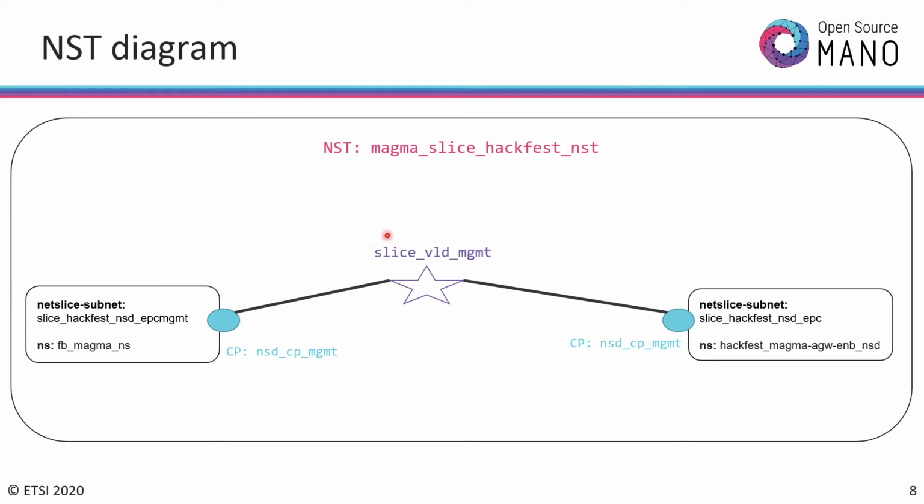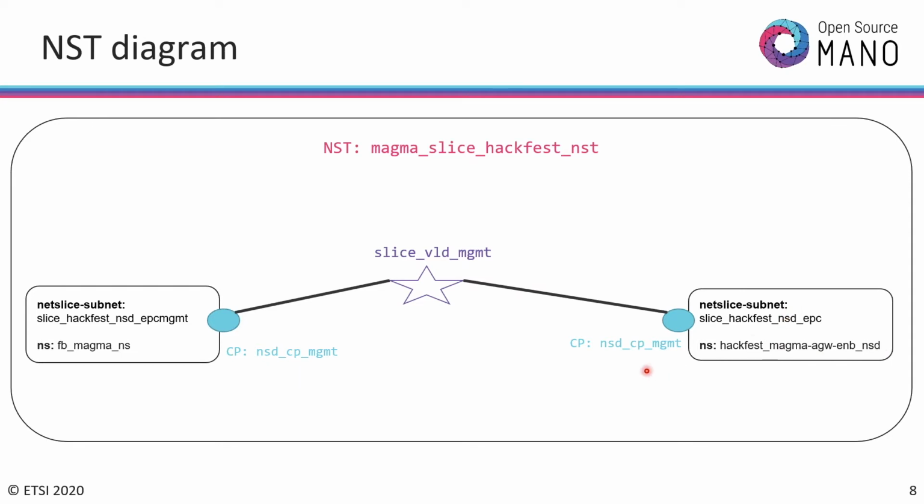Okay, our network slice template will contain a network slice subnet with the Hackfest Magma network service, and a connection point from the network service to a VLD. This is the way that we do the network slice network service composition, via this kind of virtual links.